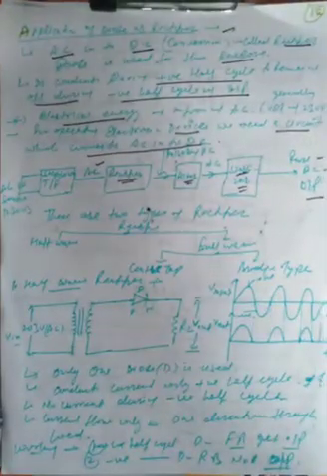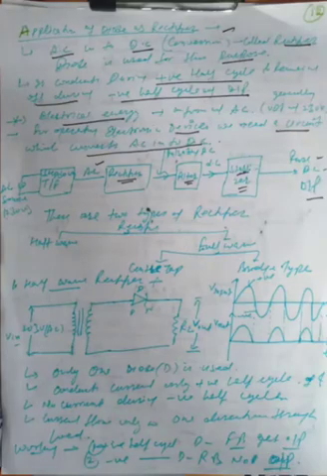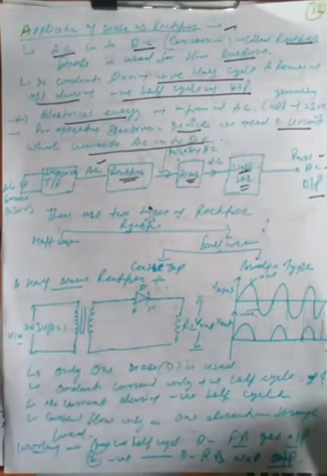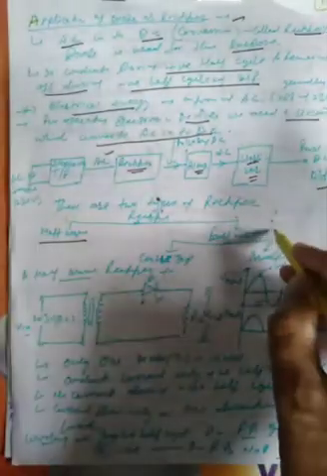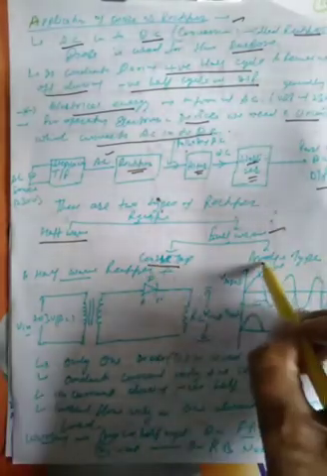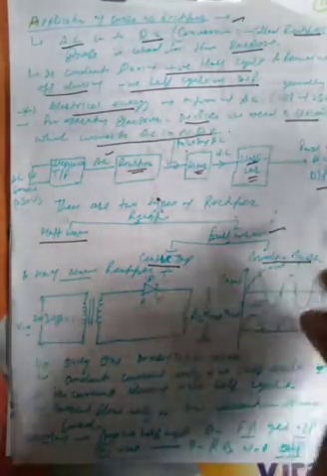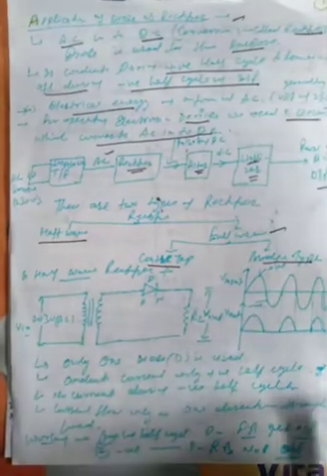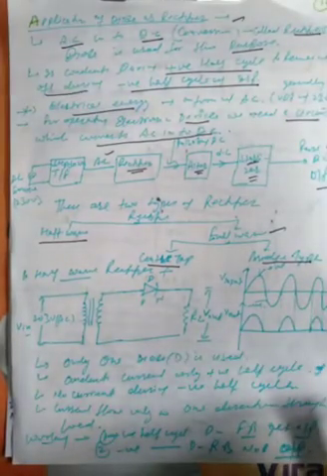For electronic devices we need a circuit which converts the AC to the DC, and that circuit is known as the rectifier. So there are two types of rectifiers. One is the half wave rectifier, the second is the full wave rectifier, and the full wave rectifier is further divided into the center tap and bridge type rectifier. We will study them one by one. First is the half wave rectifier.